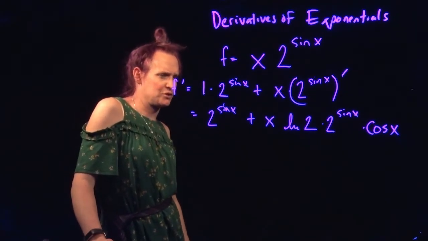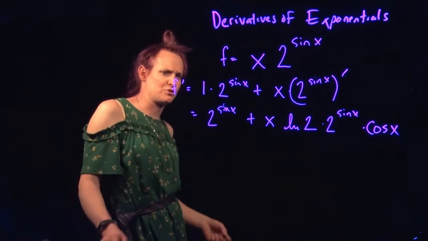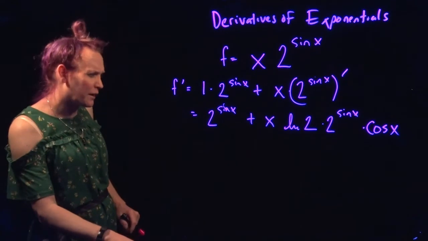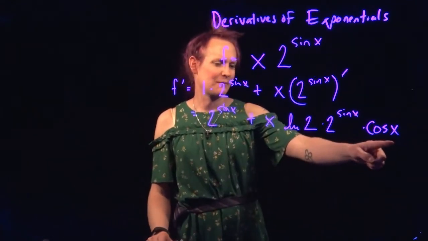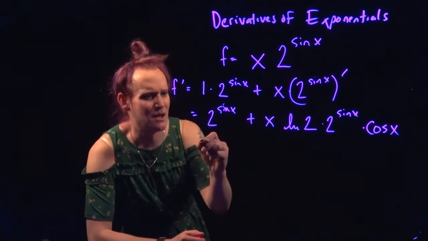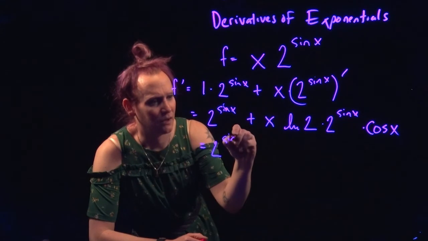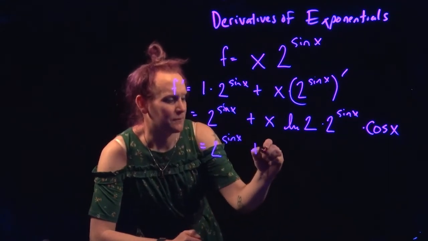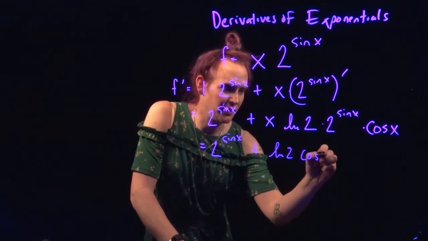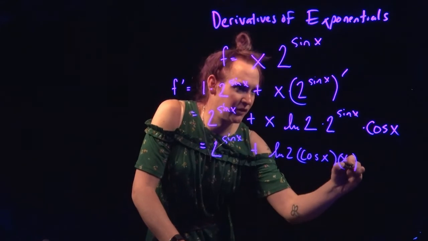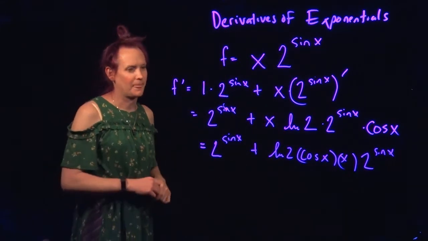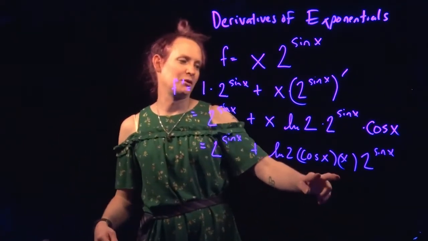Thinking about this function, how do I want to rewrite it so it doesn't suck as much? I could pull out a 2 to the sine of x if I wanted. I kind of want to get this cosine of x out front. Let's just reorder some stuff, okay? So let's write this as 2 to the sine of x plus, how about let's go natural log of 2 times cosine of x times 2 to the sine of x. Using parens to indicate that I'm doing multiplication here as well.